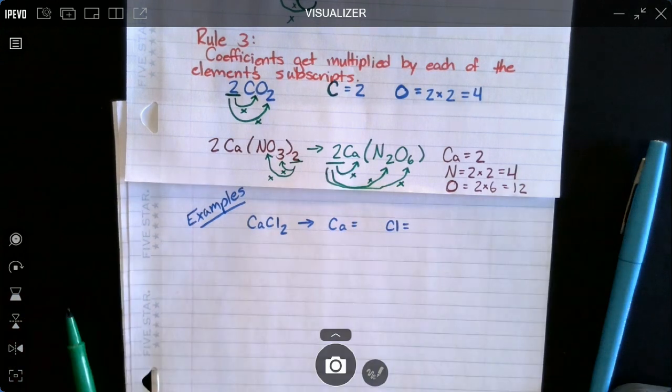Okay, so the first one, CaCl2. I want you to try and tell me how many Ca's you have and how many Cl's you have. Okay, CaCl2. How many do you have?